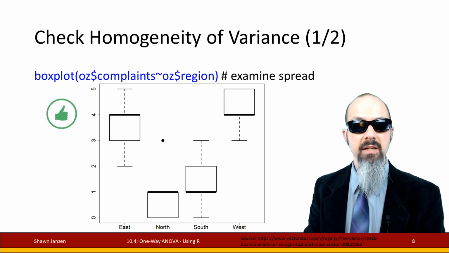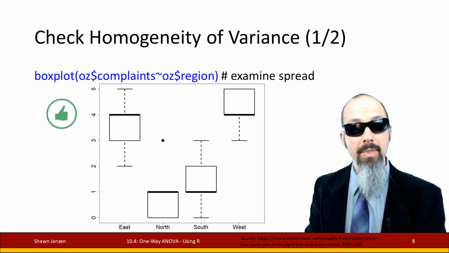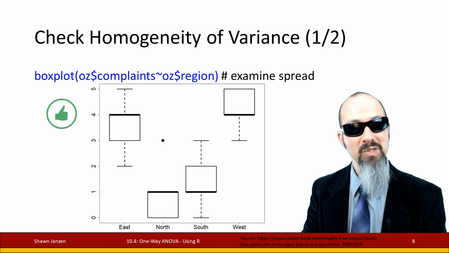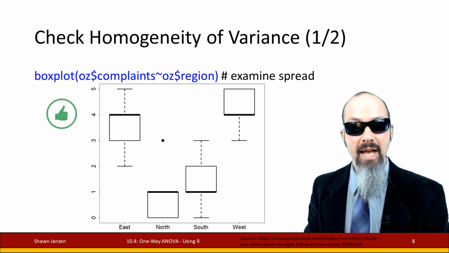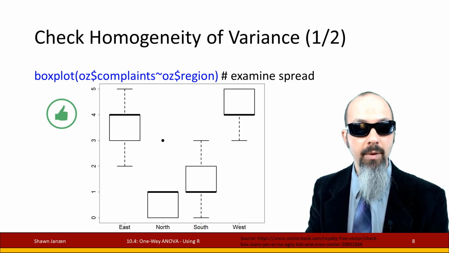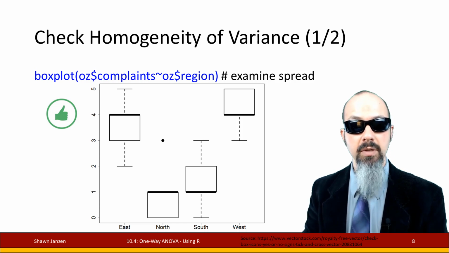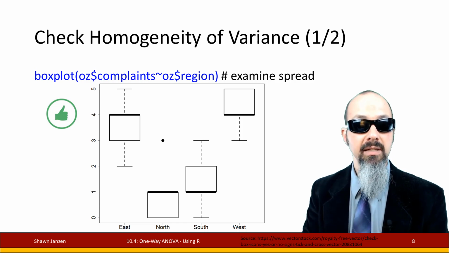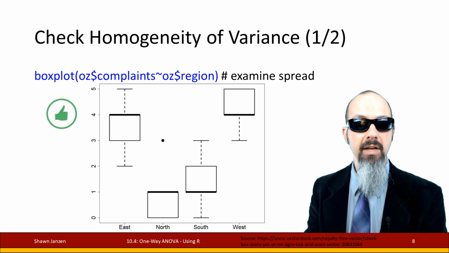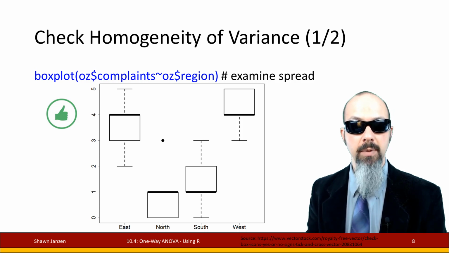All right, the next one, we're going to get a little more trickiness here. We're looking at the homogeneity of variance. For this one, you can start with a quick eyeball check. I'm doing a box plot on complaints by region, and that's going to generate 4 different box plots.